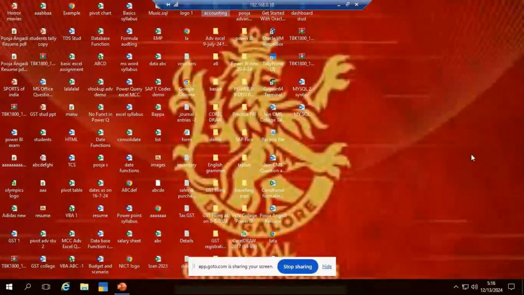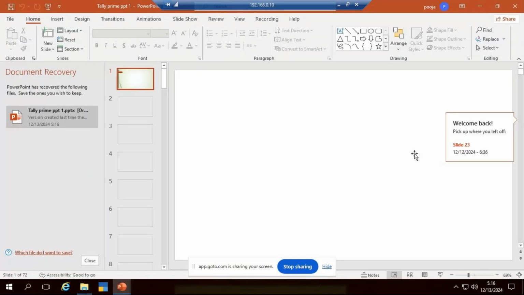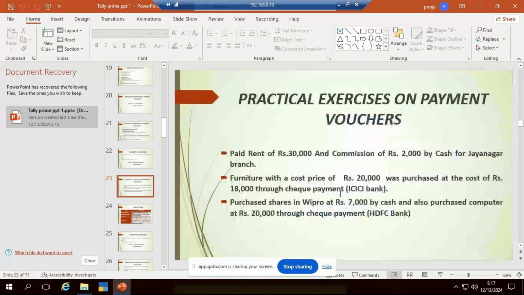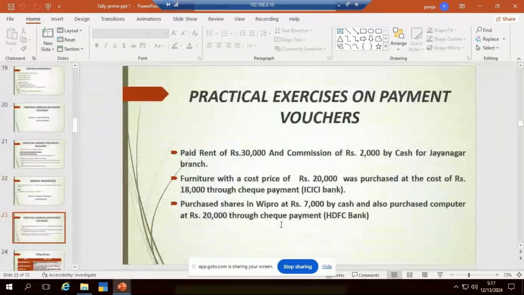So, receipt voucher. Receipt voucher is all about when you receive an amount through cash or bank for any business transaction, and it should be recorded in this voucher. The syntax for receipt voucher is: credit the income ledger, and debit cash or bank account. Last class we did the contra voucher.